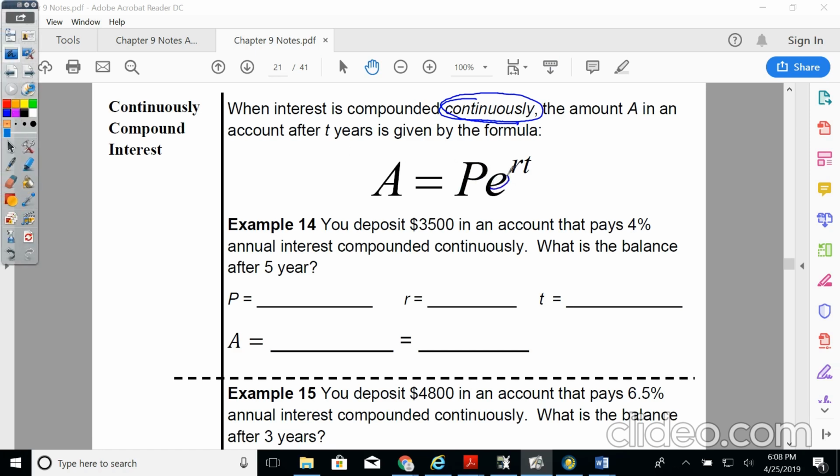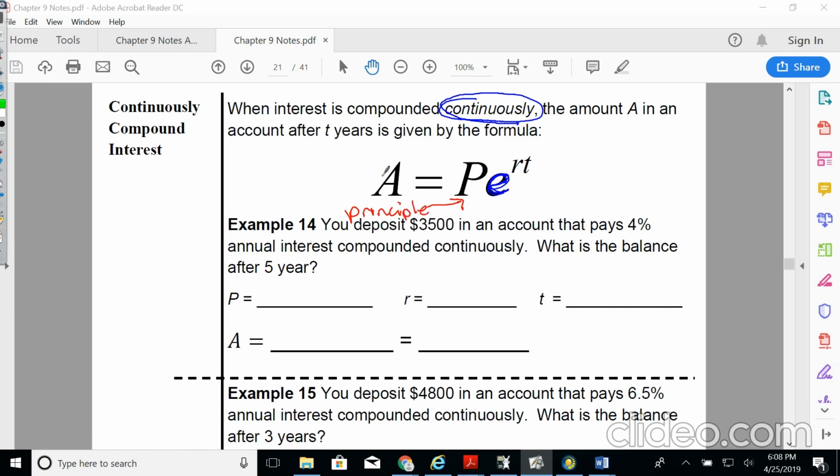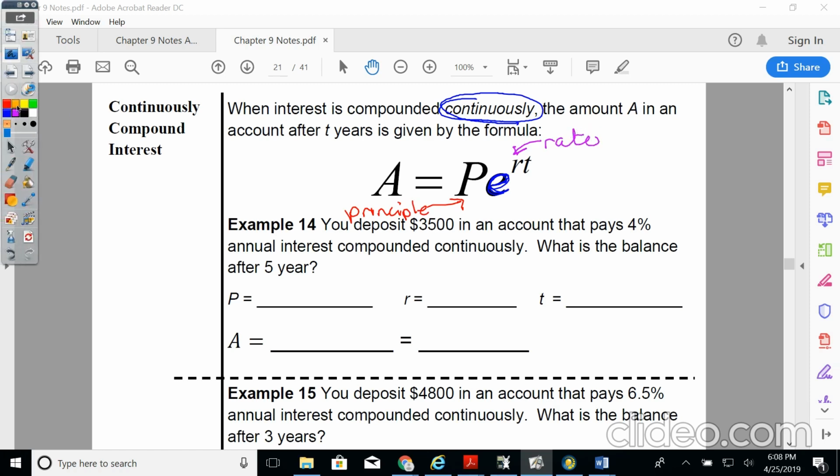So E is the continuously part. The P is the same as it was before, your principal amount. The R is now part of the exponent, so the R here is your rate as a decimal. And the T is your time in years.